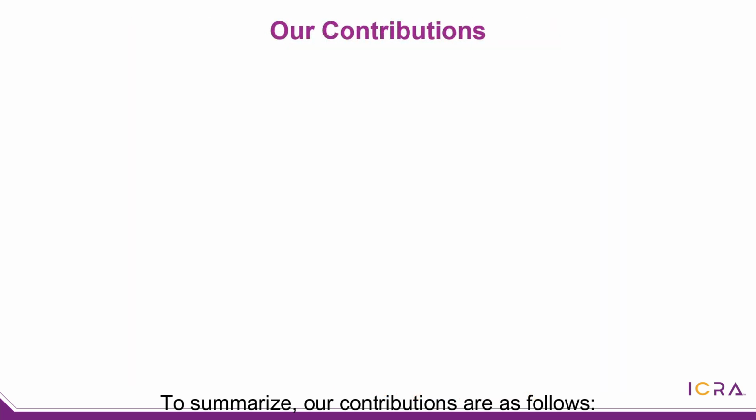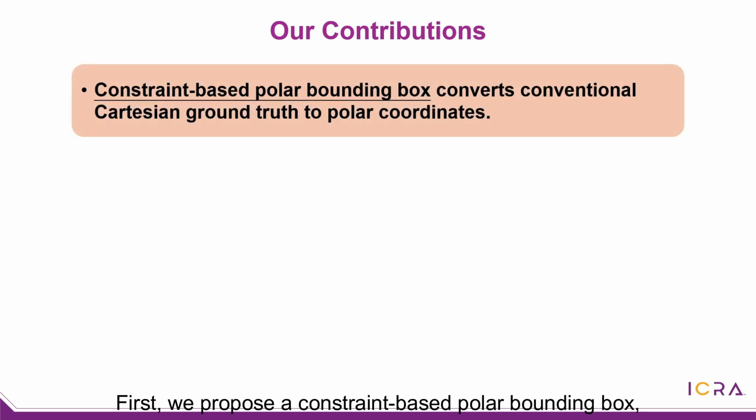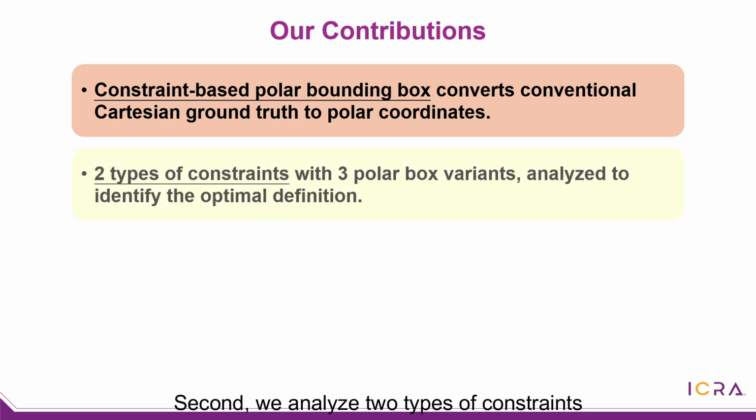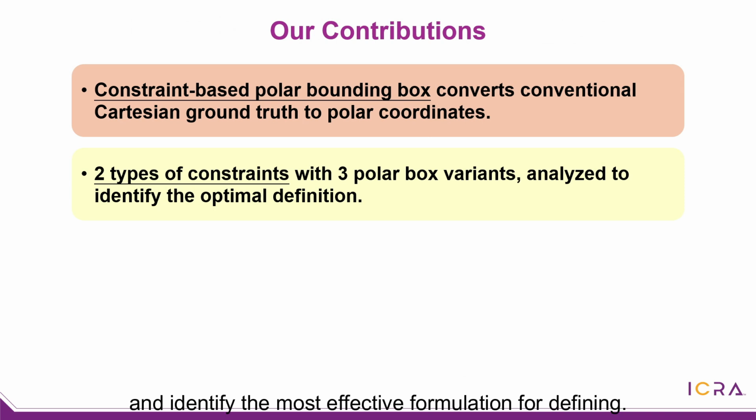To summarize, our contributions are as follows. First, we propose a constraint-based polar bounding box, which converts conventional Cartesian ground truth into polar bounding boxes. This enables a fully polar coordinates object detection, without relying on Cartesian-based evaluation metrics. Second, we analyze two types of constraints and three possible bounding box definitions, and identify the most effective formulation for defining.